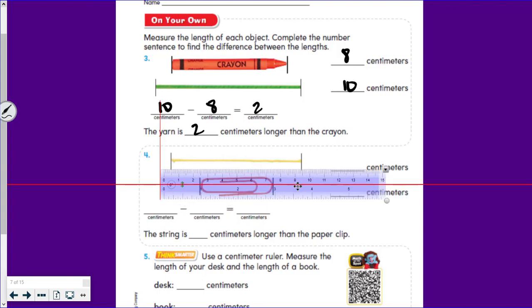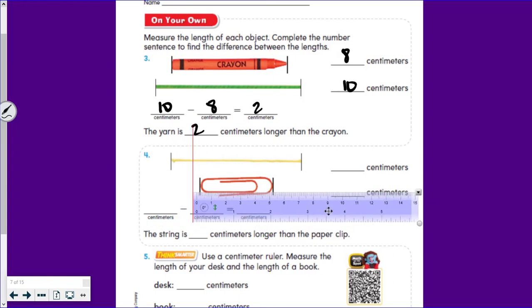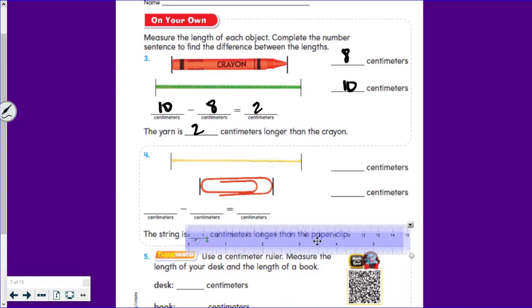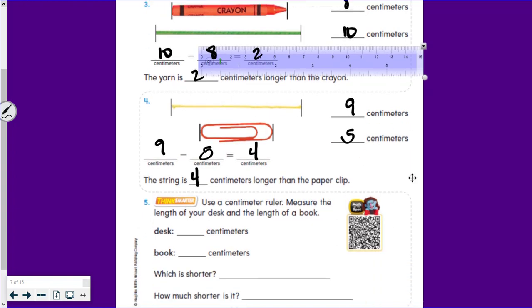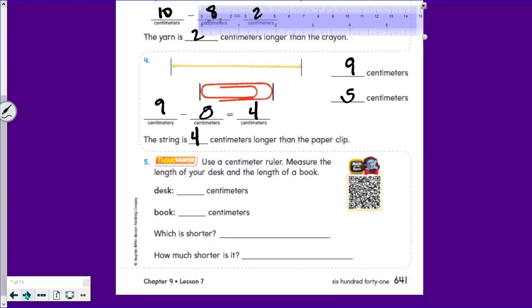Number 4, you should have done this one already. So we've got 9 centimeters and about, I'd say, 5 centimeters. So 9 and 5. This time we're measuring a string. The string is longer, so we're going to write 9 minus 5. And 9 minus 5 equals 4. So the string is 4 centimeters longer than the paper clip. All right, let's go to the next page.